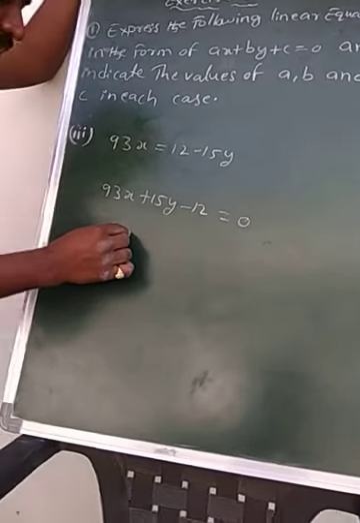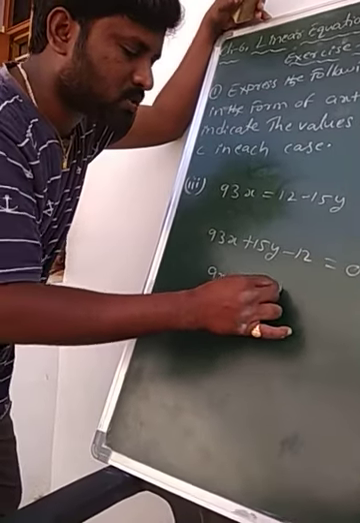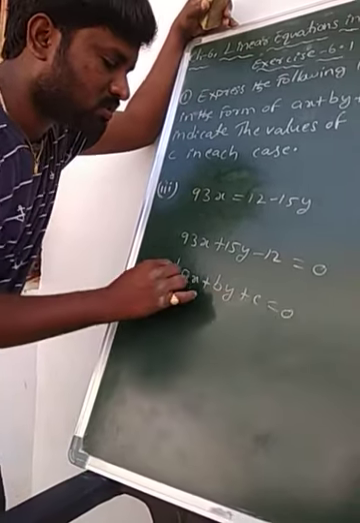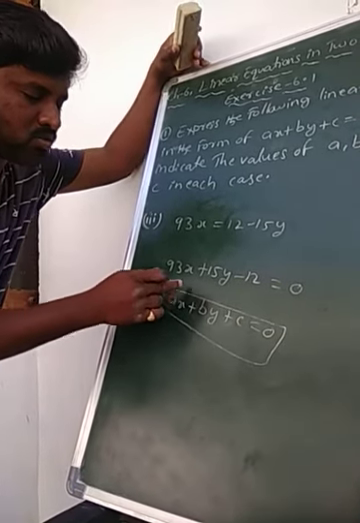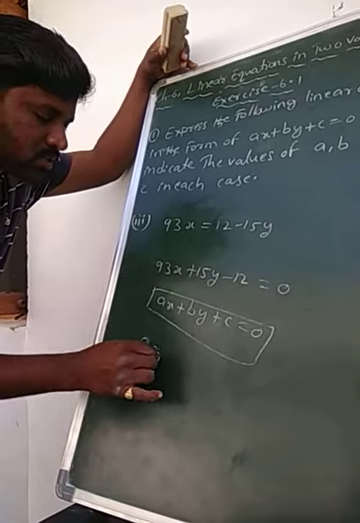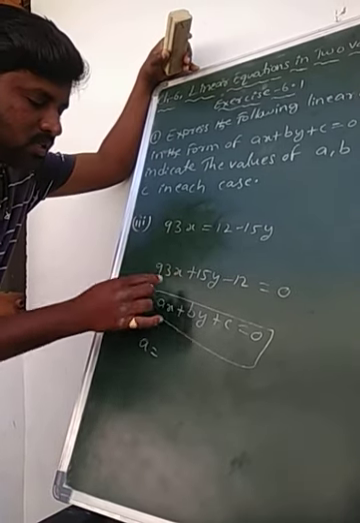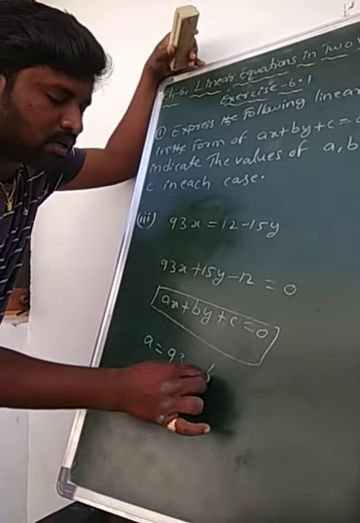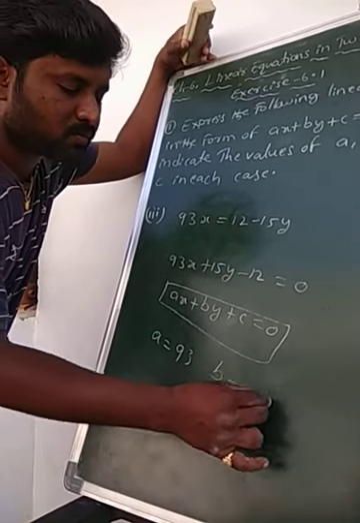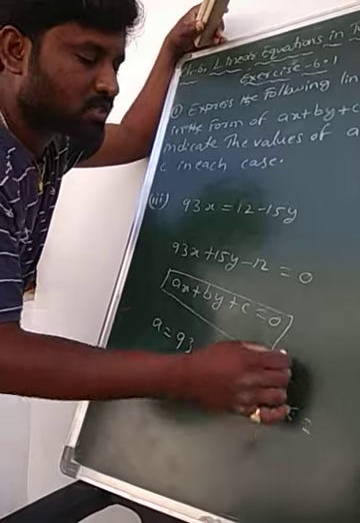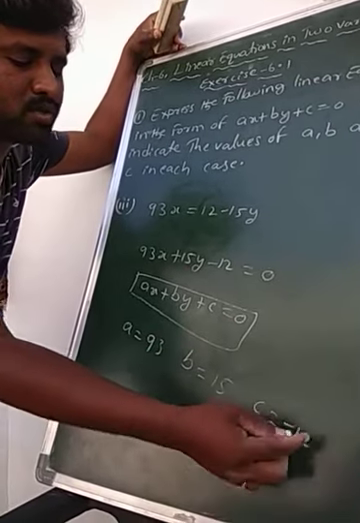Now you just compare with ax plus by plus c is equal to 0. The x coefficient is a, so here a is equal to the x coefficient, 93. b is equal to the y coefficient, that is 15. And c is equal to minus 12.